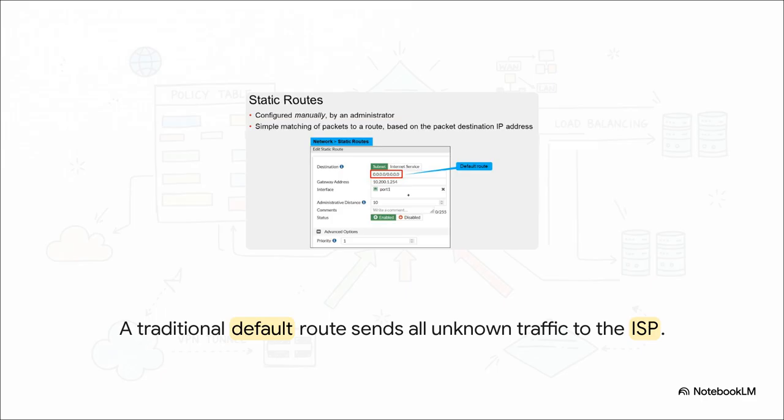But if you want to route Netflix traffic out of ISP1 and AWS traffic out of ISP2, traditional static routes are an absolute nightmare. I mean, you'd have to manually track down thousands of IP addresses for these services, create static routes for every single one of them, and then constantly monitor them for changes.